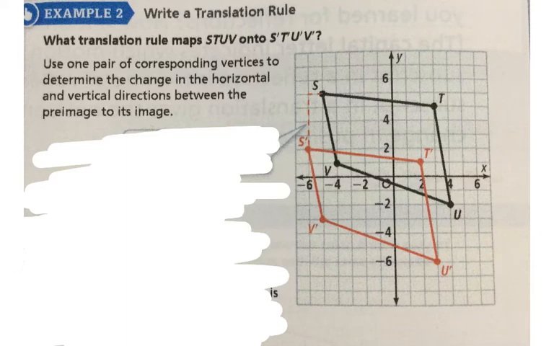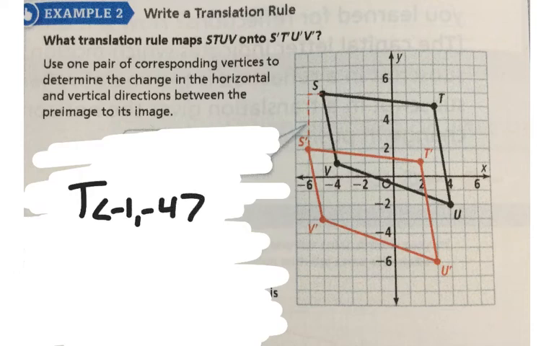So all you have to do is pick a point. It does not matter which point you pick. You could pick V here. So how do I go from V to V prime? First I have to go left 1, so that means I'm going negative 1 left. And then we went down 4, negative 4. So our rule is we are translating left 1, down 4.